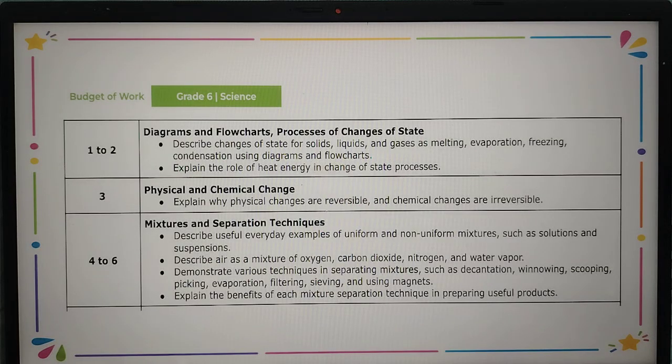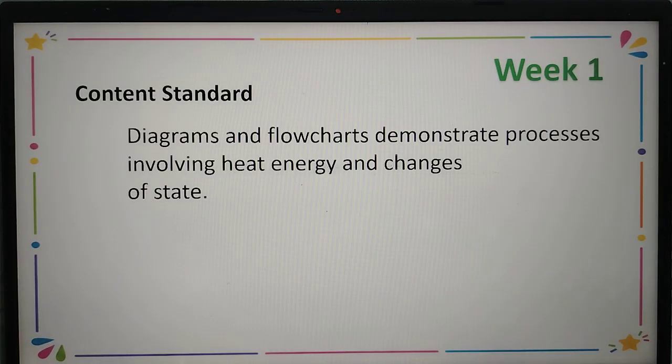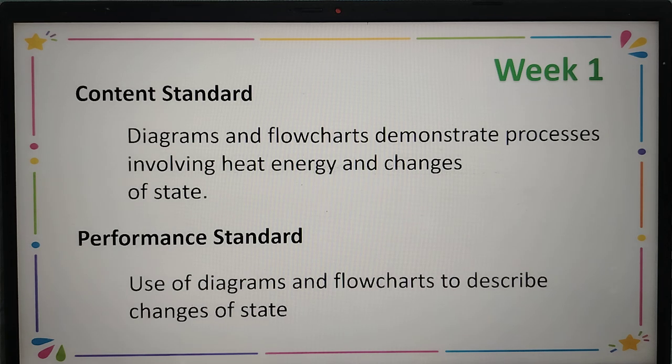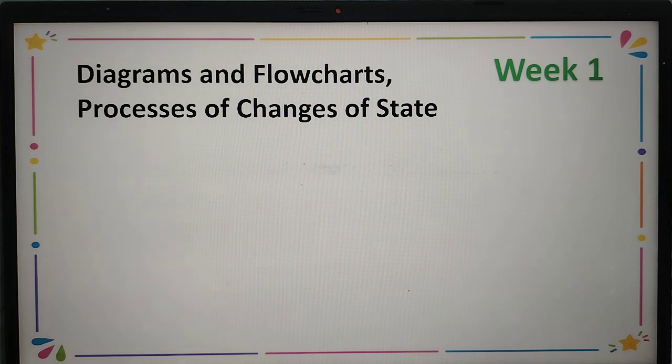So for grade 6, we have here the budget of work for weeks 1, 2, and 3, weeks 4 to 6, and so on. For this week, our content standard is diagrams and flowcharts demonstrate processes involving heat energy and changes of state. For the performance task, we'll be dealing with the use of diagrams and flowcharts to describe changes of state.